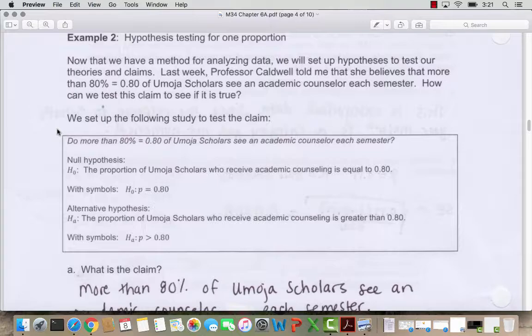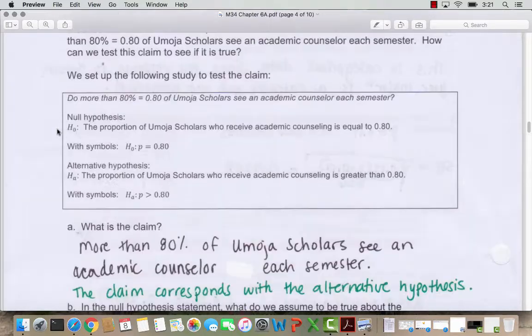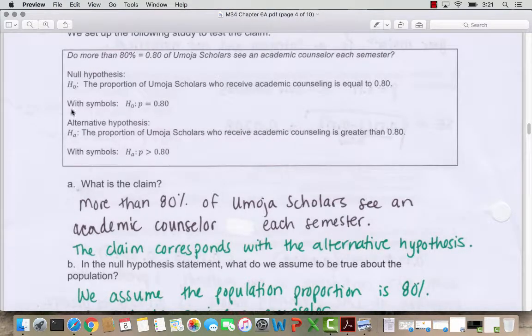Remember, the null hypothesis is equality. So with words, I could say the proportion of Umoja scholars who receive academic counseling is equal to 0.80. With symbols, for the null hypothesis, I could say P equals 0.80. Remember, the null hypothesis is always a statement about the parameter, the population value. So we're using P here to indicate the population proportion.